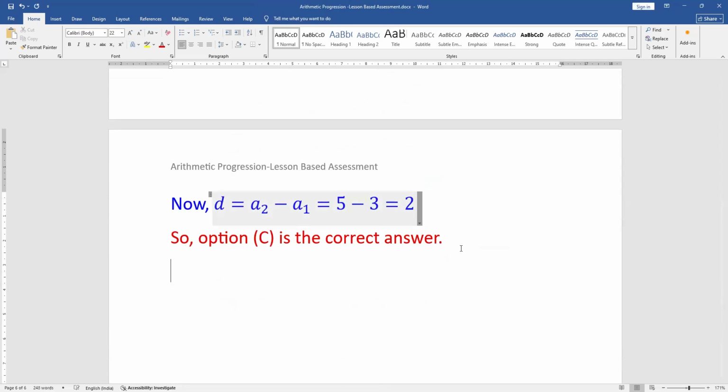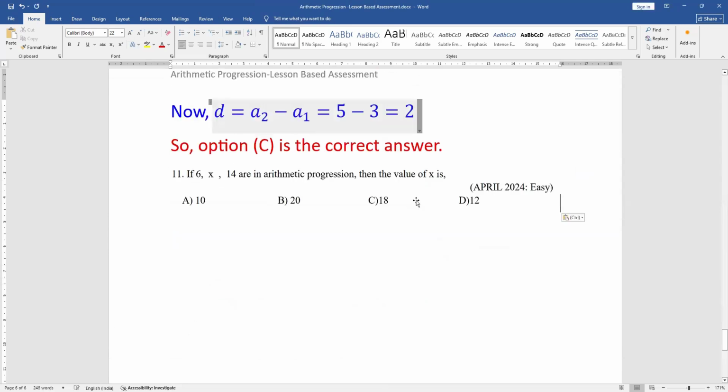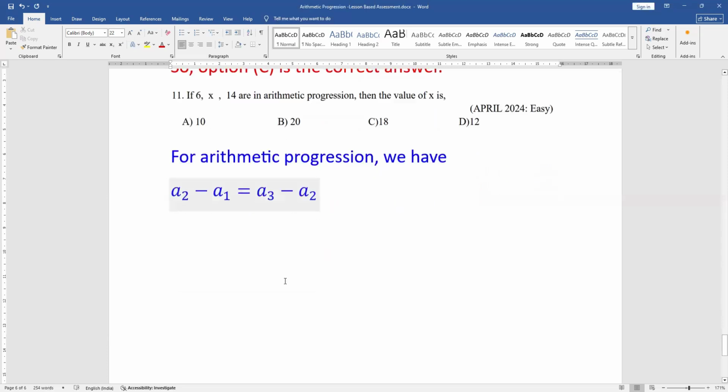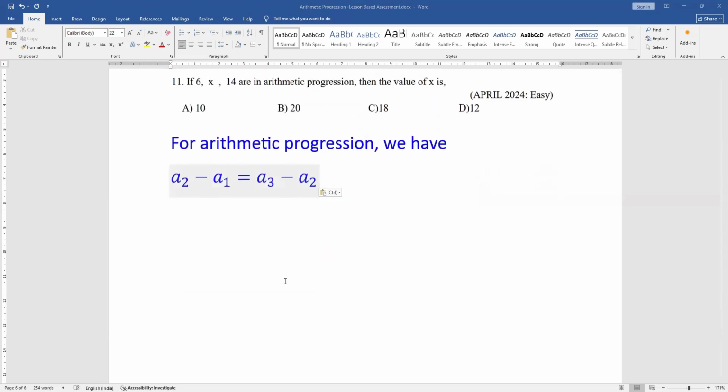Okay, next. Let's go to the 11th question. If 6, x, 14 are in arithmetic progression, then the value of x is. So this was asked in April 2024. So for this, as I told you, for arithmetic progression, we have a2 minus a1 equals a3 minus a2.